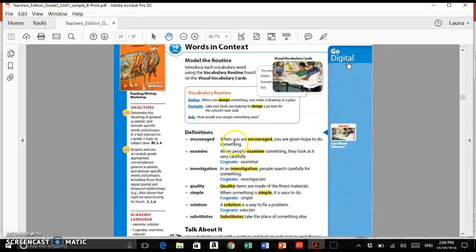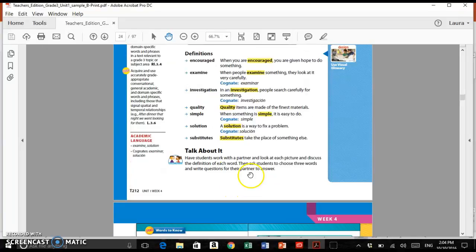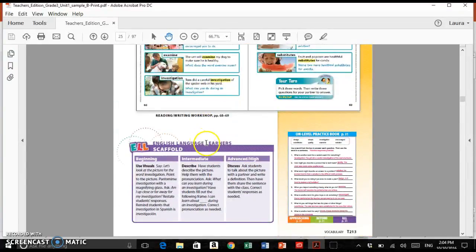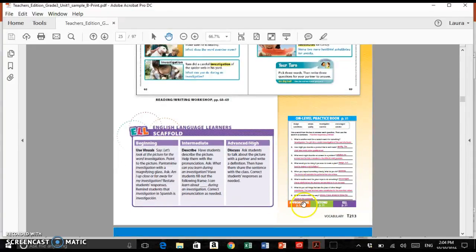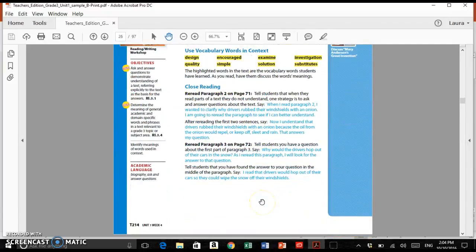So here I can see what they did. This is the words in context routine. They look at the visual vocabulary cards. They get these definitions. They do some discussions with a partner. And then they come back and they do the discussion with the teacher. And I can really see what they're doing here. I know what the cards look like. I see what their practice page looks like. I don't have it here, but the practice page looks different for the different groups because there's this focus on differentiated instruction here.